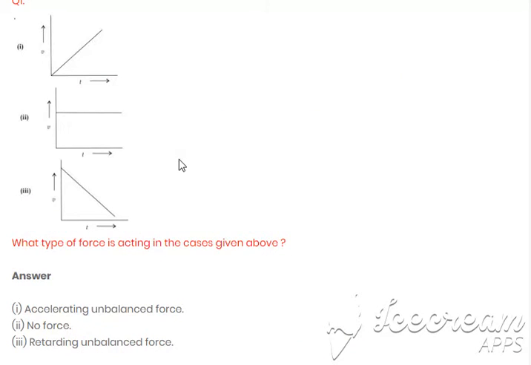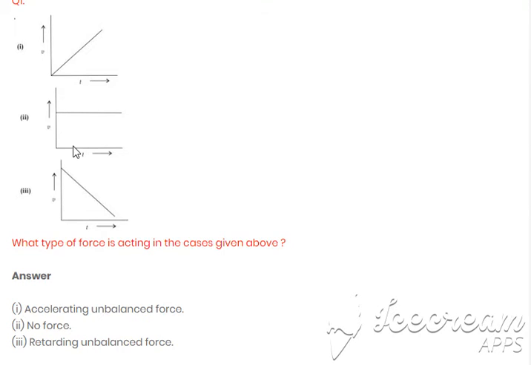This is an important question. There are 3 graphs given to you. All 3 graphs are velocity time graphs, and you have to tell what type of force is acting in the cases given above. As you can see, in the first case, the speed is increasing with respect to time. When time is increasing, speed is also increasing. So the force which is acting here is accelerating unbalanced force, because speed is changing with respect to time.